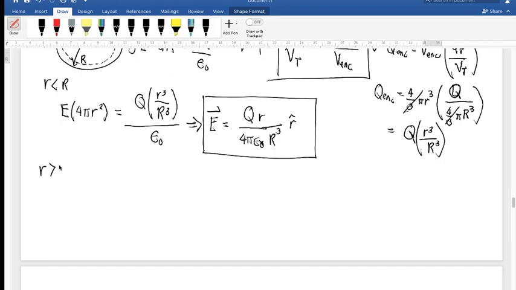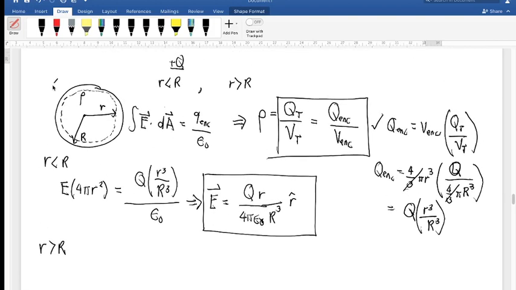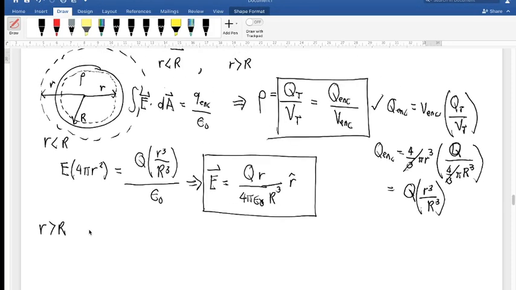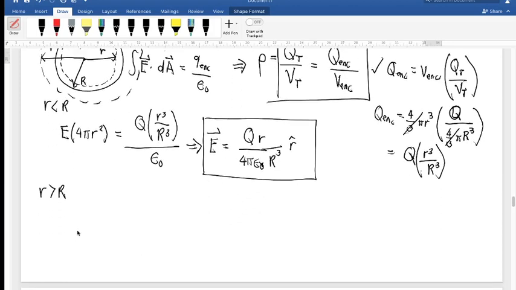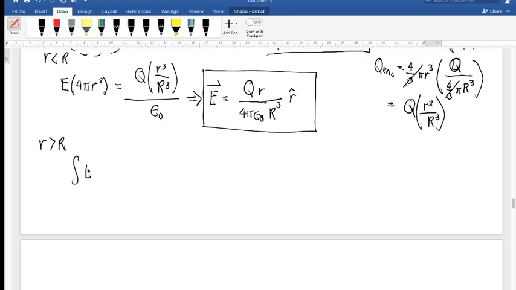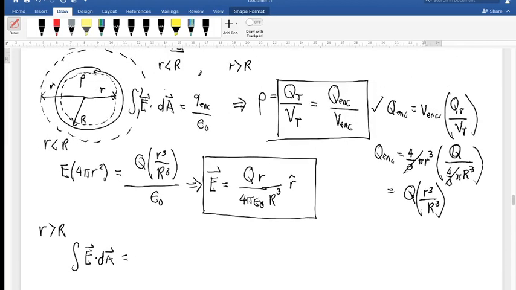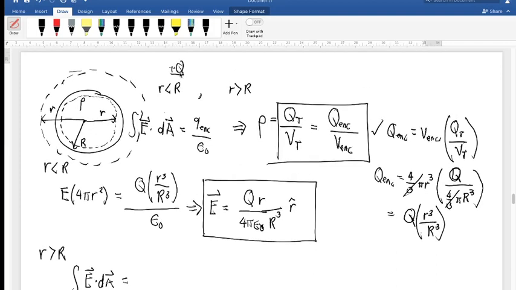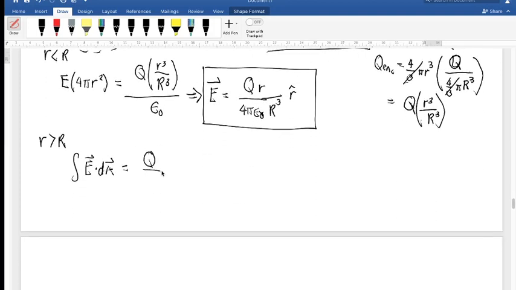Outside is easy. We make again a Gaussian surface outside the insulating sphere to find the electric field outside, with radius r. So when r is greater than R, meaning outside the insulating sphere, we compute the electric field using Gauss's law. E dA is equal to Q enclosed. The Q enclosed is the total charge of the sphere, which is the positive Q. So we have Q over epsilon sub naught.